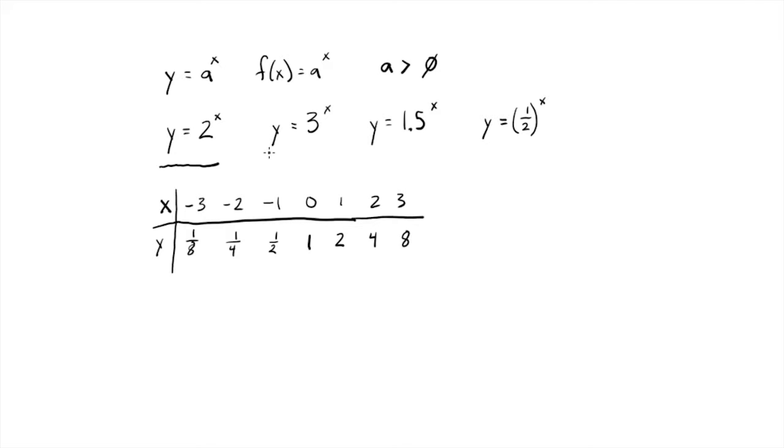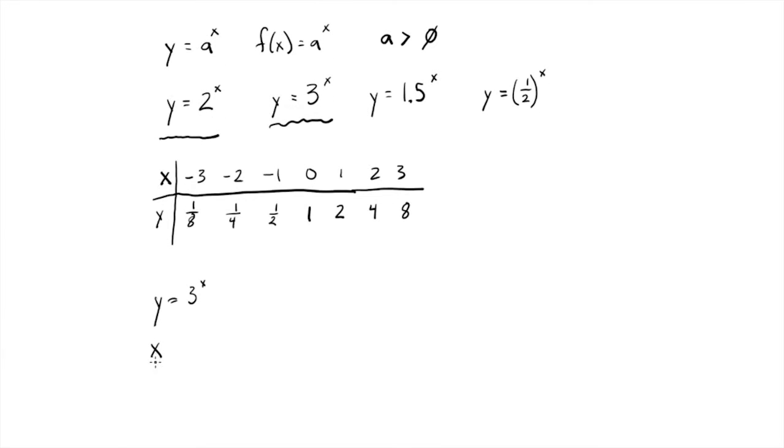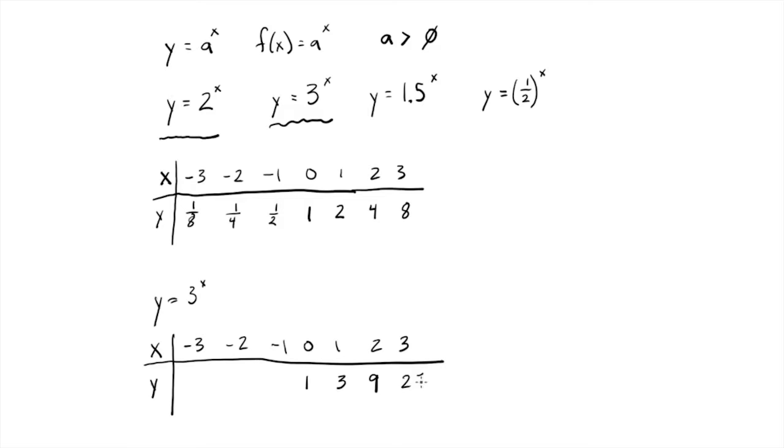So now we want to see what happens when we have a different base, like y equals 3 to the x power. So again, we make a chart to see what will happen when we have the same values for x. And we just use 3 as the base. So starting with 0, 3 to the 0 is 1. 3 to 1, 3. 3 squared, 9. 3 cubed, 27.